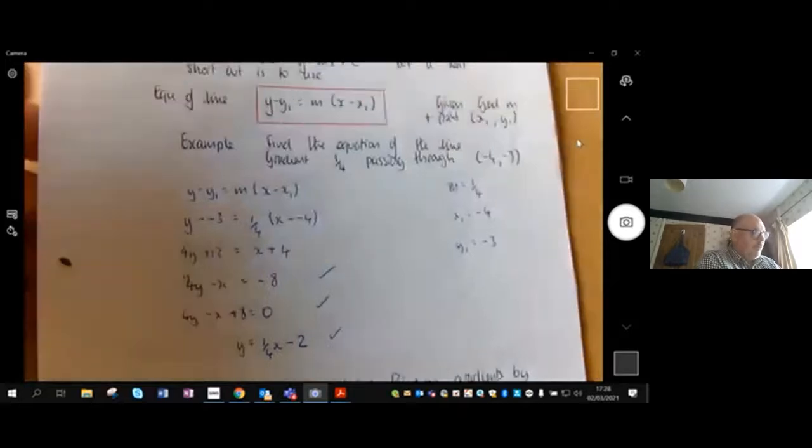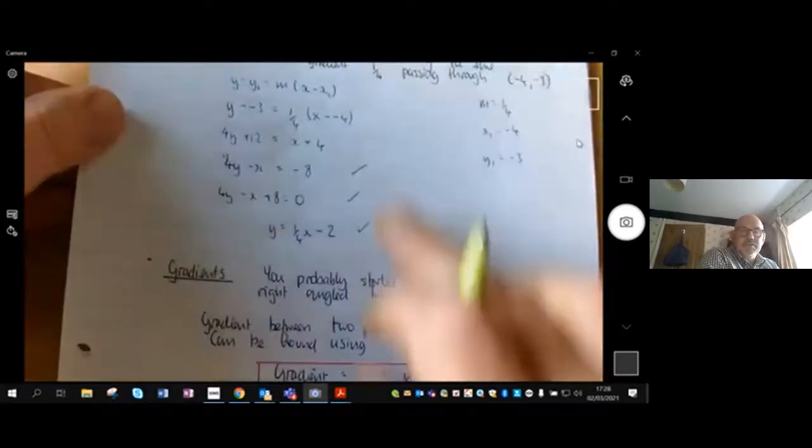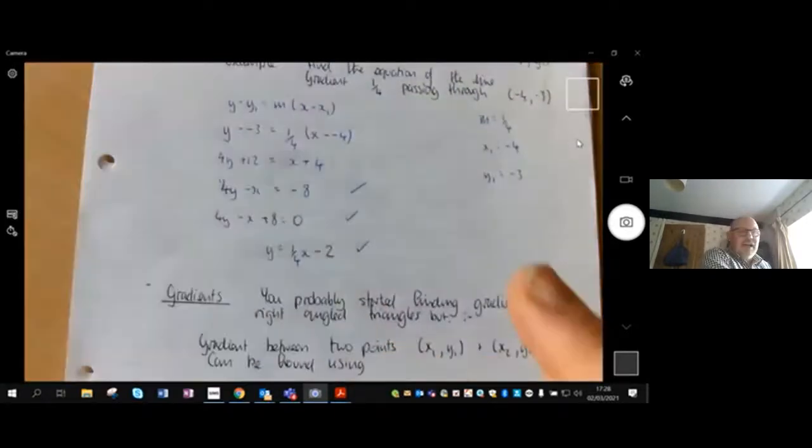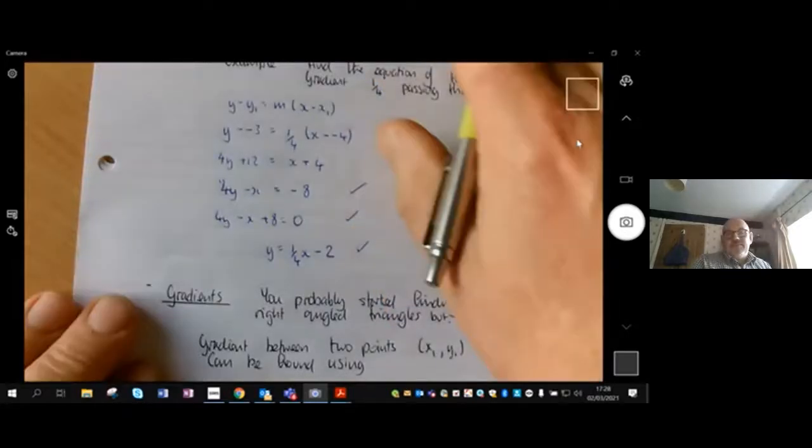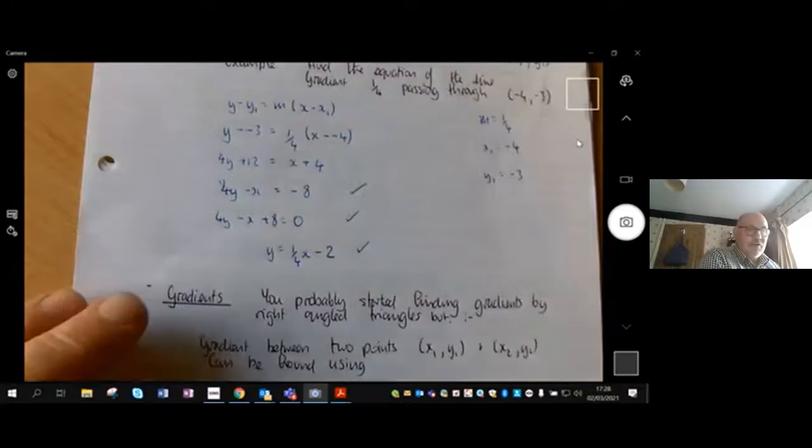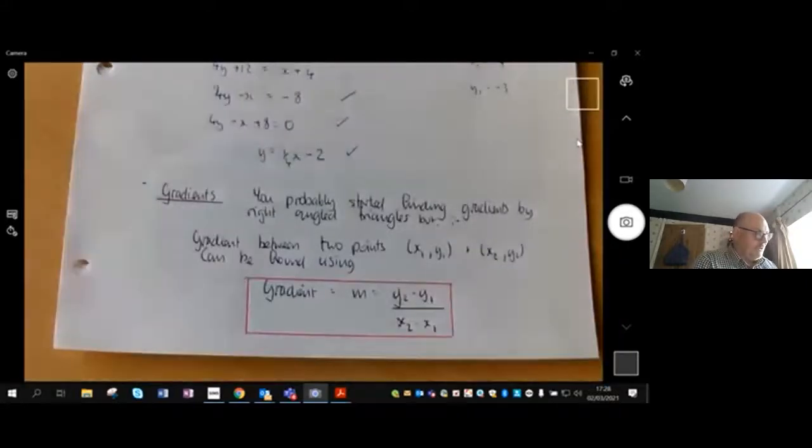Nice, easy, bookwork, one formula. And you're going to use that an awful lot. You might use the y equals mx plus c method. That's the way I do it. And I know Dr. Evans perhaps doesn't. I don't think she does.